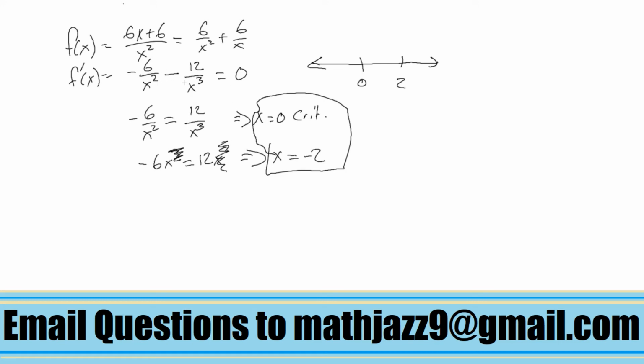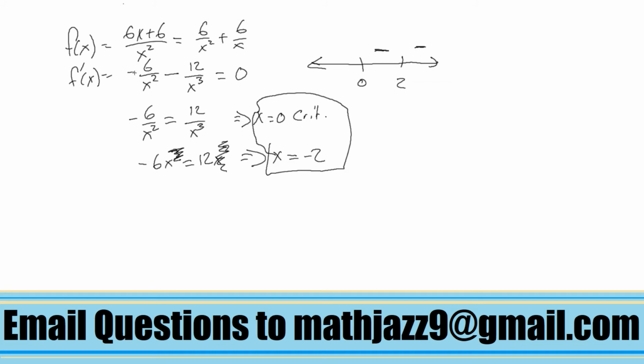Looking at this, let's say we plug in 4, I get negative 6 over 4 squared. That's a negative number, and then a negative 12 over 4 cubed. That's also a negative number. Negative plus a negative is equal to a negative number, so that's negative in there. If I plug in 1, I get negative 6 over 1 minus 12 over 1. That's still going to be negative, because that's still a negative over a negative, so it's negative there.